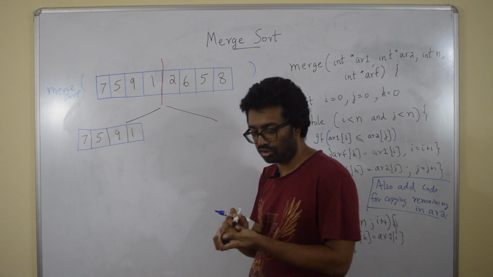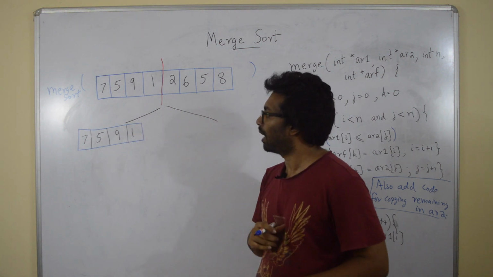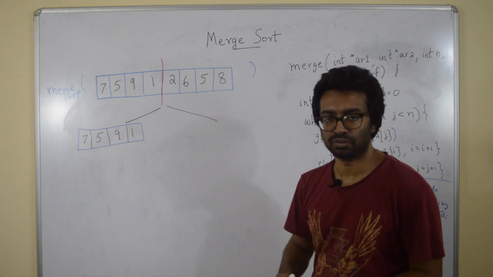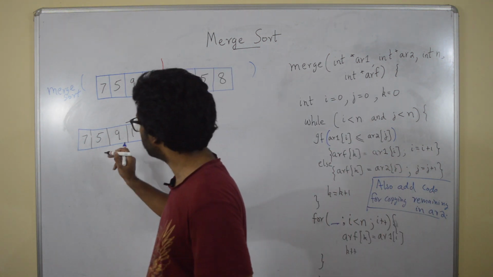Okay, so we're going to call merge sort with this array, and what happens if we call merge sort again? So merge sort is going to split this array again into two. Okay, and let's see what happens there.